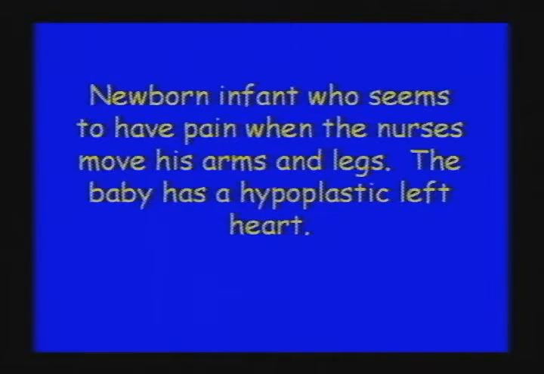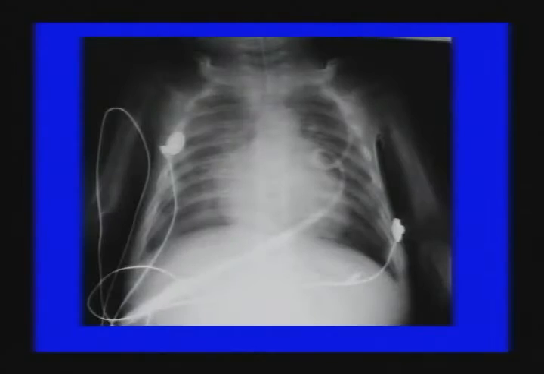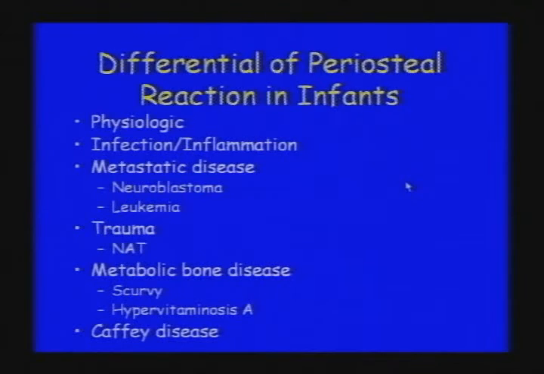The next case is a newborn infant who seems to have pain when the nurses move his arms and his legs. The baby has a hypoplastic left heart, so we would expect to see a big heart and vascular congestion, which we do here, and this child is intubated. But you can see that there's diffuse periosteal reaction involving pretty much the clavicles, the humeri, lesser degree to the ribs, but everywhere. And so we can talk about our differential of periosteal reaction in infants.